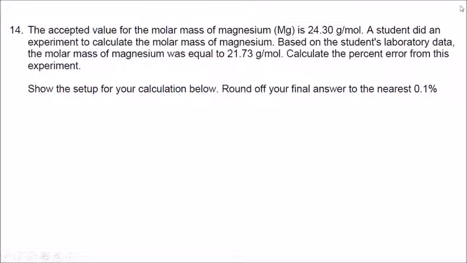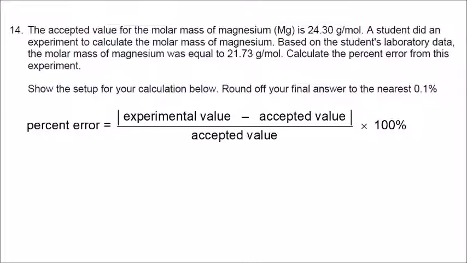Okay, on to our last question on the practice quiz, number 14. The accepted value for the molar mass of magnesium is 24.30 grams per mole. A student did an experiment to calculate the molar mass of magnesium, and based on the laboratory data, they got 21.73 grams per mole. So the percent error equation looks like this. Percent error is experimental value minus accepted value, divided by the accepted value, and then times 100%. And those are absolute value bars, those vertical lines.